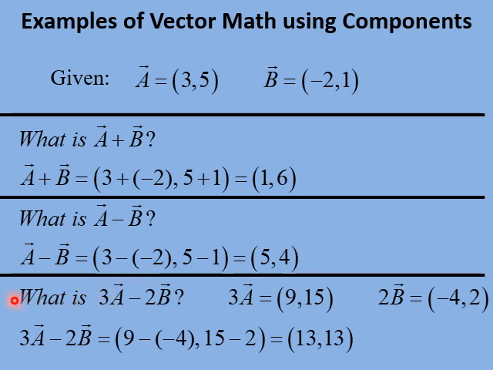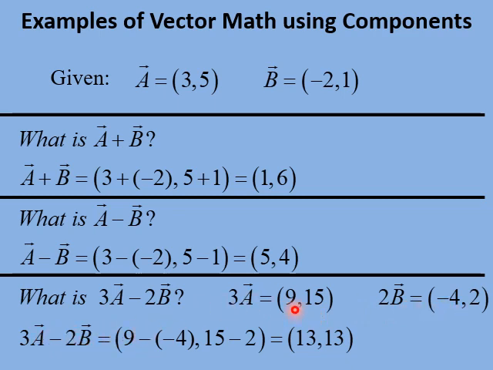And we can do a little bit more tricky problem that involves multiplication by scalars as well. So for example, what is 3A minus 2B? Well, let's do the multiplication by scalars first. We know that A is 3, 5. So 3A is going to be 9, 15. I just multiplied each of these numbers up here by 3. And likewise, 2B is equal to 2 times -2, which gives me -4, and 2 times 1 gives me 2. So now I've got the vectors 3A and 2B. I just need to subtract them from each other.